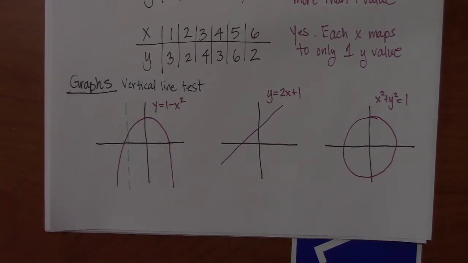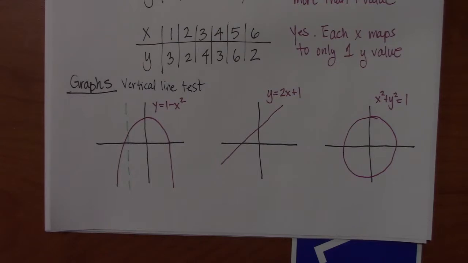Does anybody in here remember what the equation of a vertical line looks like? Remember what a horizontal line is? A horizontal line is like y equals some constant, right? And you get a line with slope 0. So what's a vertical line? Okay, x equals a constant.